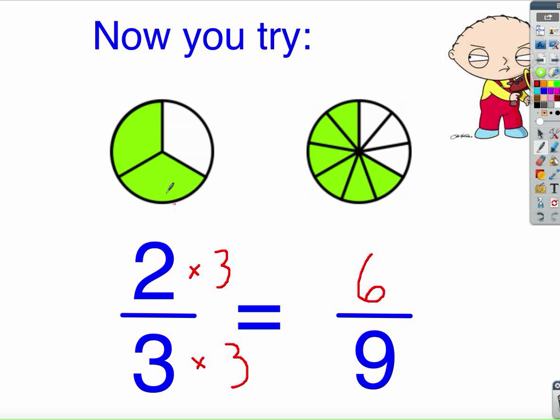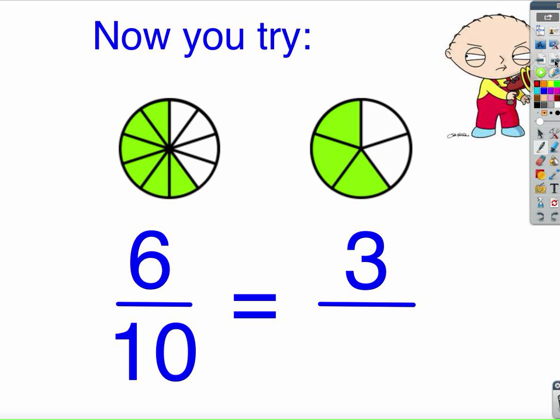So if you look at our pictures up here, 2 out of 3, or 2/3, is the same as 6 out of 9, or 6/9. Okay, now sometimes we have to divide instead of multiply. And this one's set up a little bit different for us.